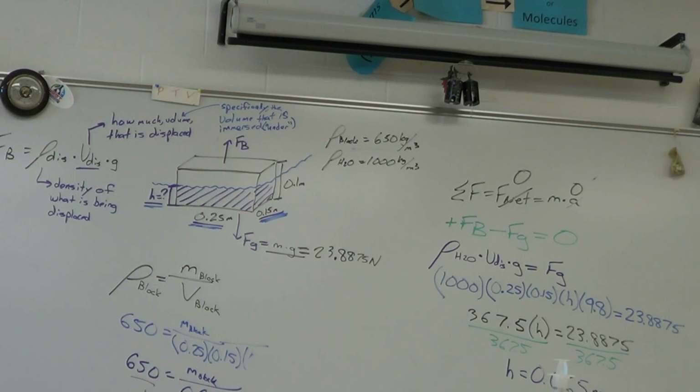So that's a pretty common how far underwater. There's a couple types of questions for these buoyancy problems. That is a pretty common one. Part B of it is a pretty common part B too. So part B is still using the 650 kilogram per cubic meter box. It's still using the 0.25 meters by 0.15 meters by 0.1 meter tall block. It's still using water. But the question now is, how much stuff can I put on it before I swamp?